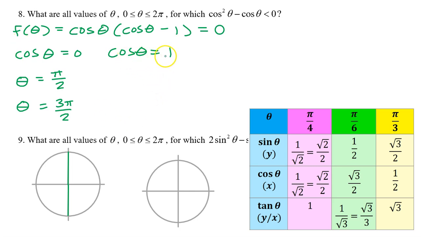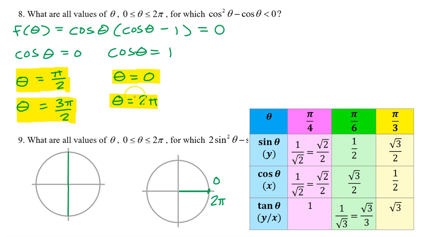Where does cosine theta equal 1? The x value is equal to 1 right here, to the right by 1. So that is at theta equals 0. Well, that will also be at theta is equal to 2 pi. Because if I go all the way around and back, I end up at that same spot where the x value is 1. So we have to record both of these as solutions because both values are included in the domain. So theta equals 0 and theta is equal to 2 pi.